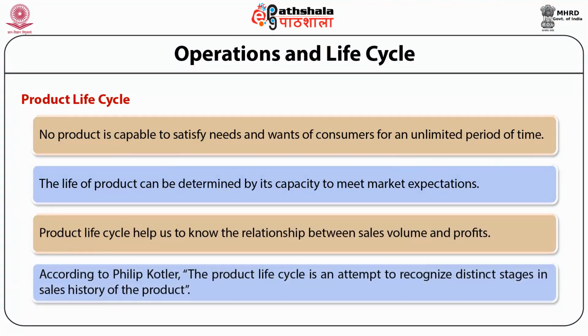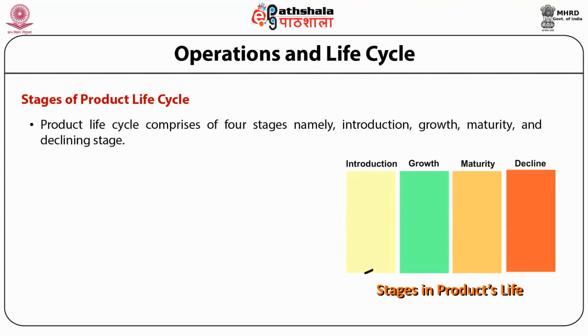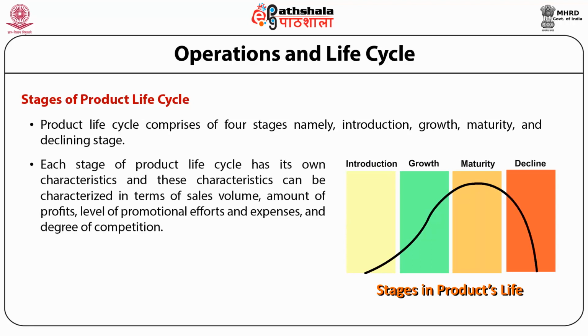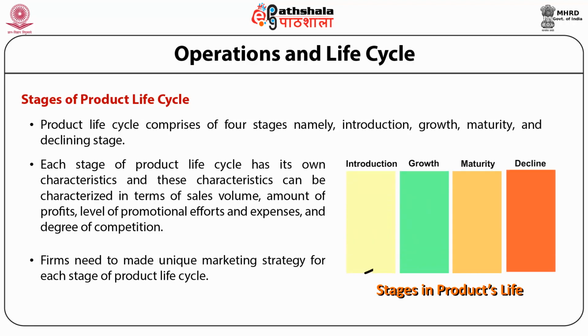According to Philip Kotler, the product life cycle is an attempt to recognize distinct stages in the sales history of the product. Product life cycle comprises four stages, namely introduction, growth, maturity, and declining stage. Each stage has its own characteristics, which can be described in terms of sales volume, amount of profits, level of promotion and expenses, and degree of competitiveness. Firms need to make a unique marketing strategy for each stage of the product life cycle.